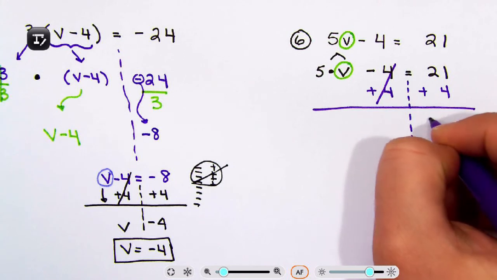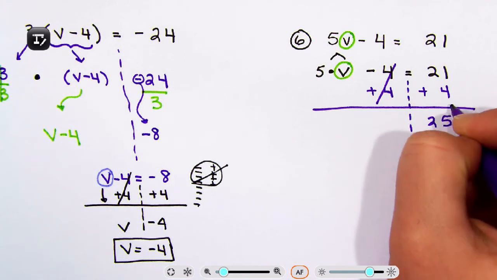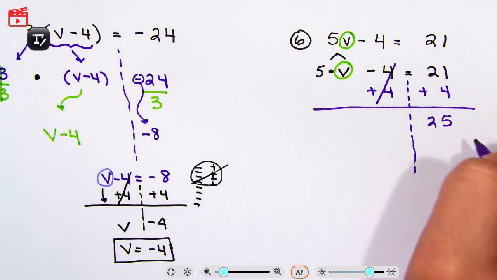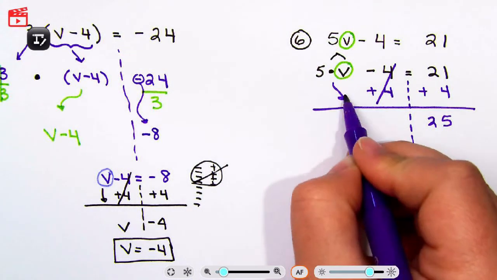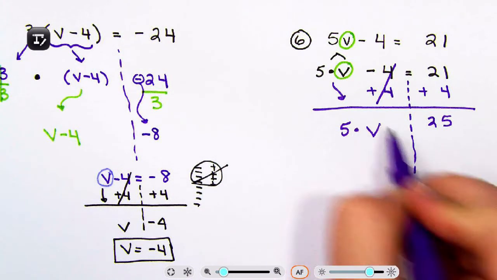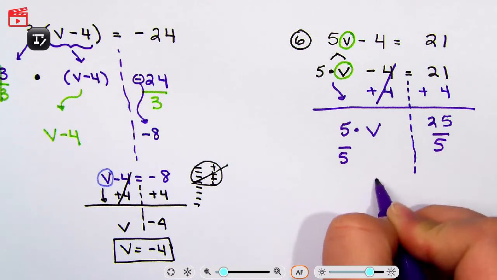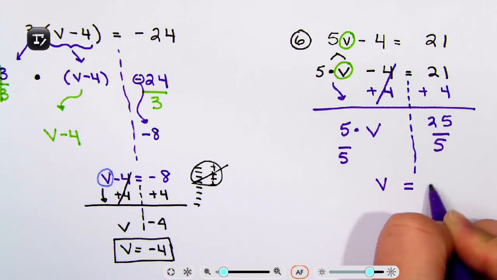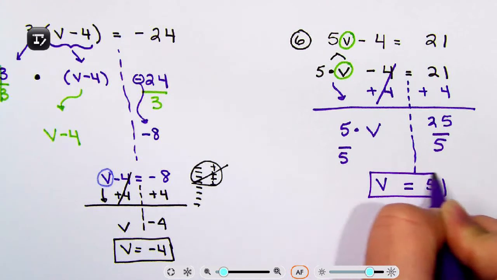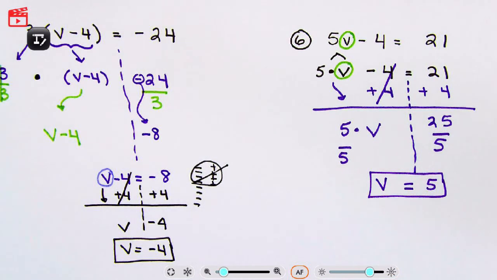21 plus 4 is 25. Here is 5 times v. So we're going to divide by 5, divide by 5. v is then equal to 5. Let's do 2 more.